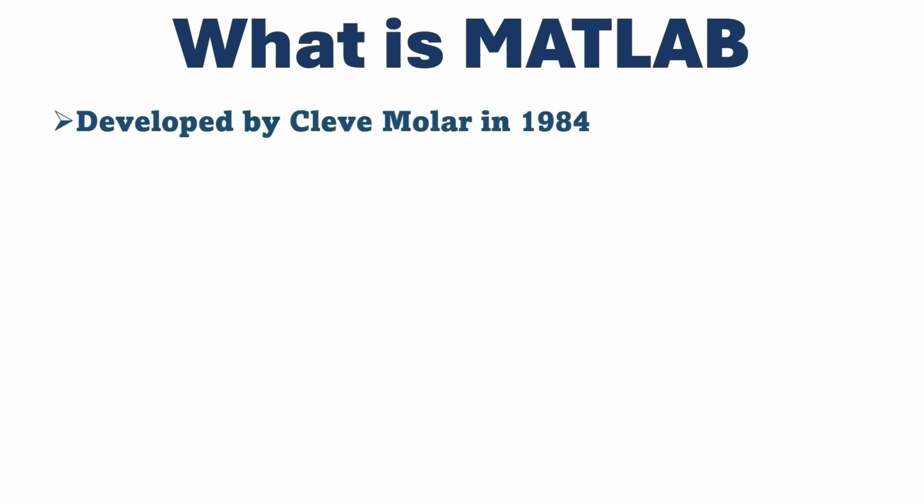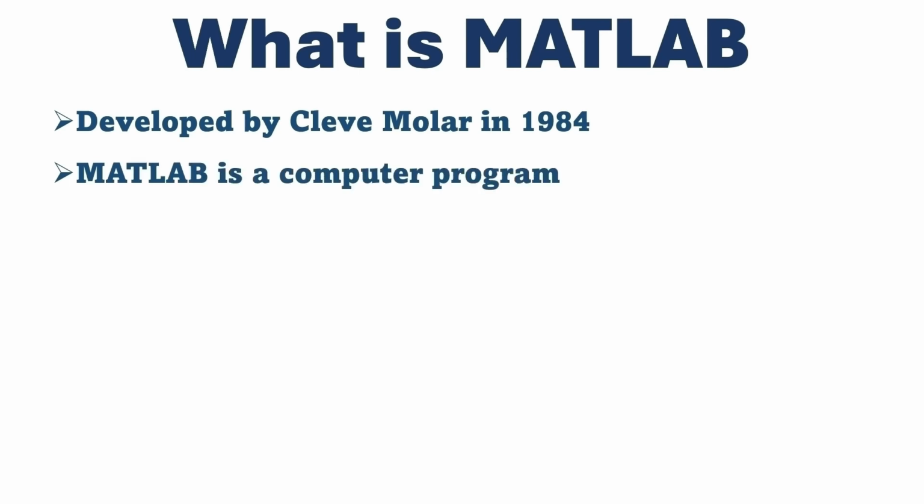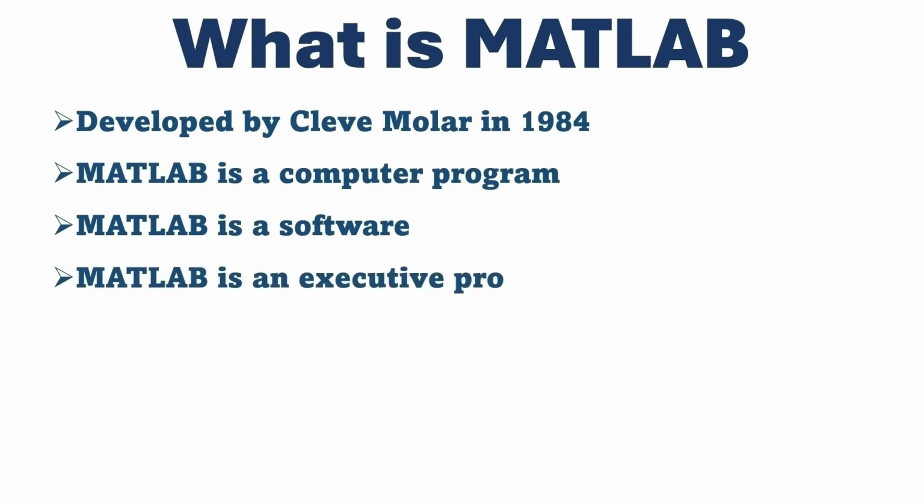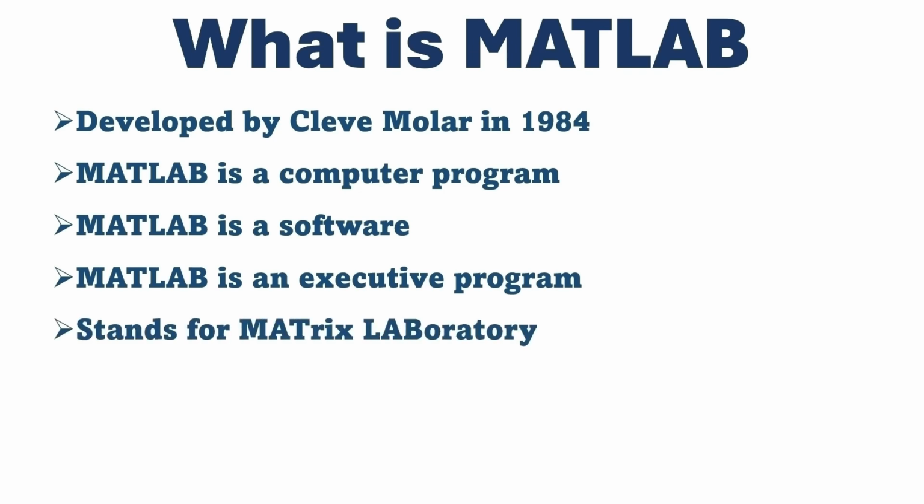Now let's see what is MATLAB. MATLAB was developed by Cleve Moler in 1984. MATLAB is a computer program that combines computation and visualization power that makes it a particularly useful tool for engineers. MATLAB is software for high performance visualization, mathematical computation, and programming. MATLAB is an executable program and scripts can be made with a list of MATLAB commands like other programming languages. MATLAB stands for Matrix Laboratory. The system was designed to make matrix computation particularly easy.